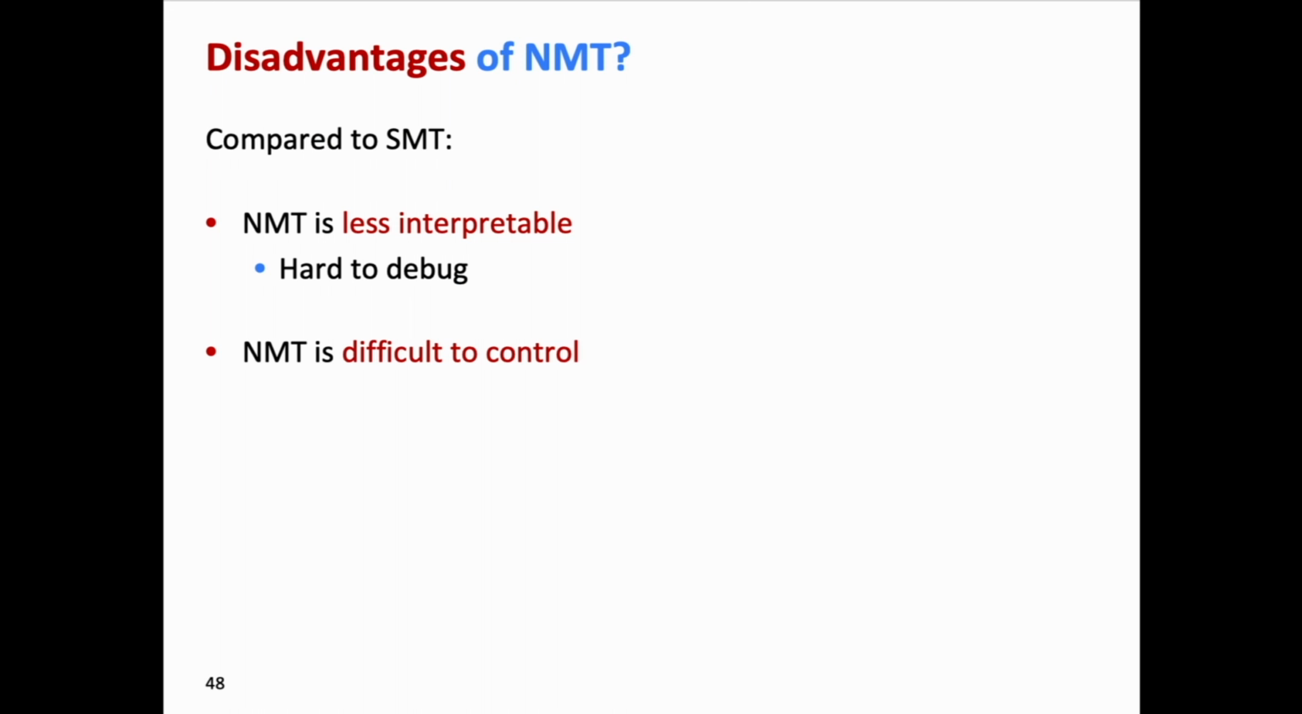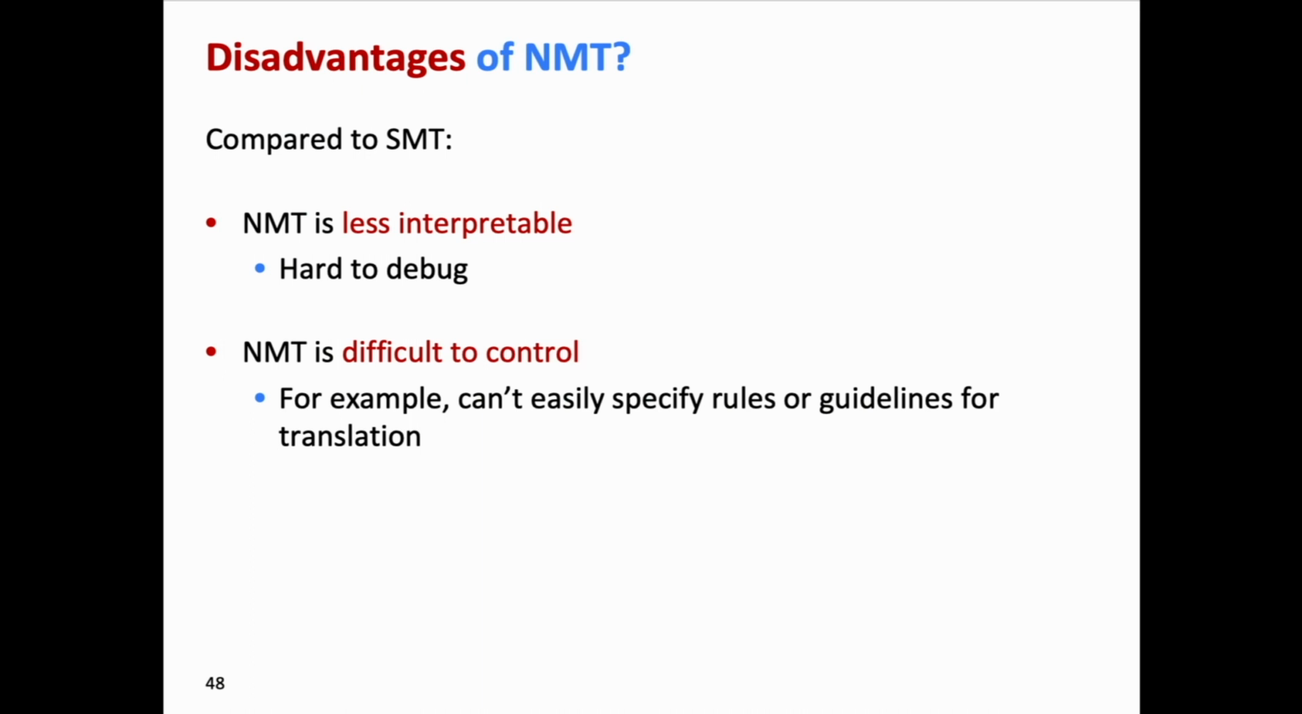Another disadvantage is NMT is pretty difficult to control. So, for example, if your NMT system is doing a particular error, it's not very easy for you, the programmer, to specify some kind of rule or guideline that you want the NMT system to follow. So for example, if you want to say, I want to always translate this word in this way when this other thing is present, that's not particularly easy to impose as a rule on the NMT system because you can't easily control what it's doing on a step-by-step basis.